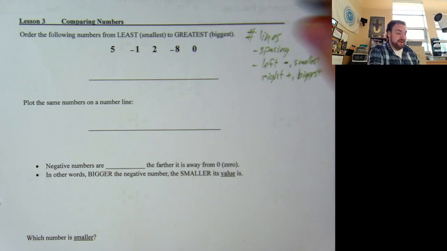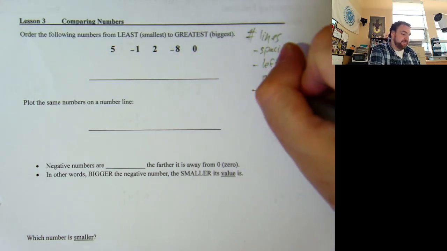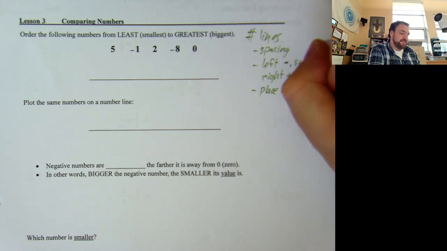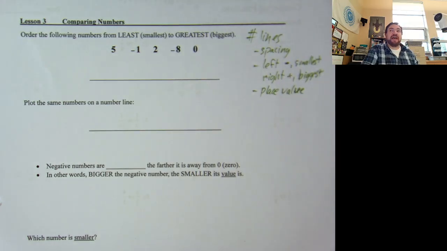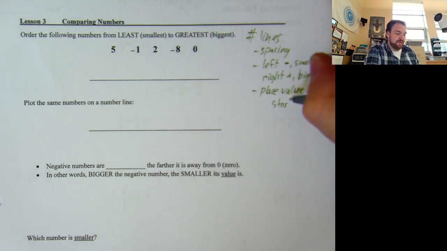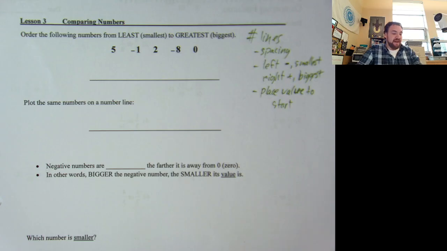Oh, and you want a place value. That was the other piece. We want to make sure that you've got an anchor, a place value to start. You want to make sure you have an anchor for your number line. So, these are integers. There's nothing ridiculous or crazy about these values. It's 5, -1, 2, -8, and 0. Looking at those 5 numbers, let's pick one of those 5 to act as our anchor. Which one makes the most sense?